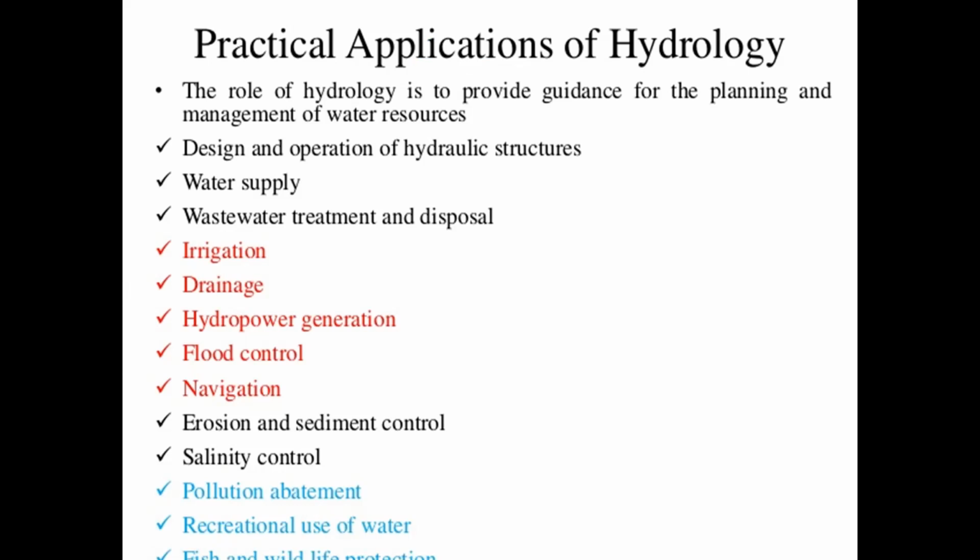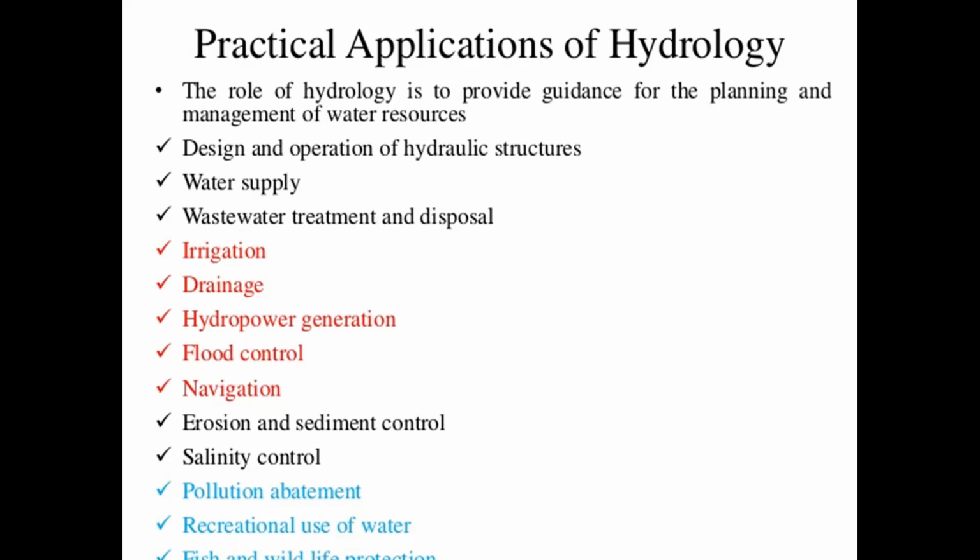Where the treatment plants are established, how to treat the wastewater and dispose of it, and irrigation. Irrigation is the main thing for distributing and storing the water as per agriculture aspects. Drainage systems also need proper alignment, how to design the drainage systems, hydrology, hydropower generation, flood control, and navigation.